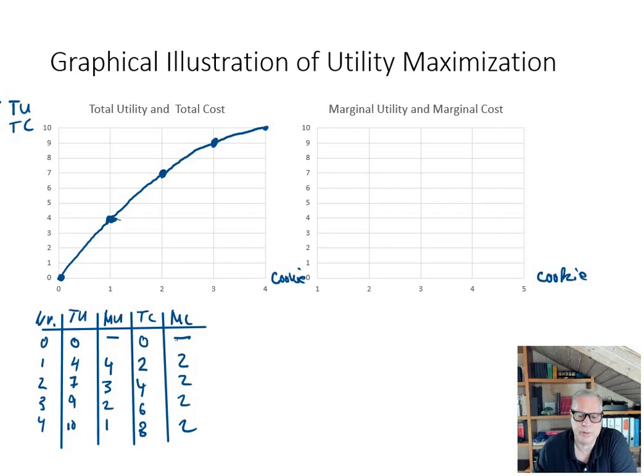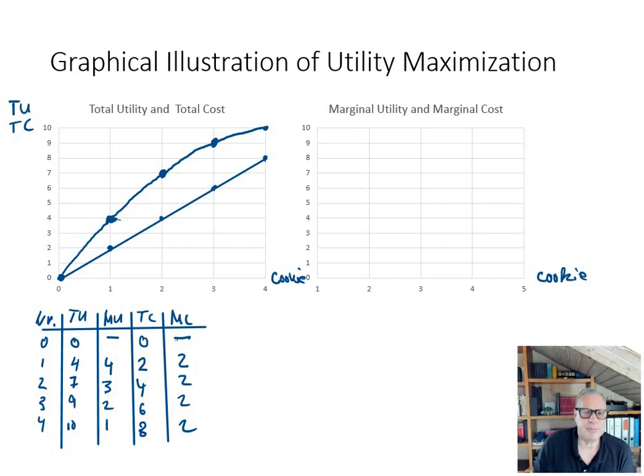But if we look at the total cost, that is a straight line, so total cost is the fourth column, TC. So 1 cookie total cost of 2, 2 cookies total cost of 4, 3 cookies total cost of 6, and 4 cookies total cost of 8. So here we have a straight line of total cost.